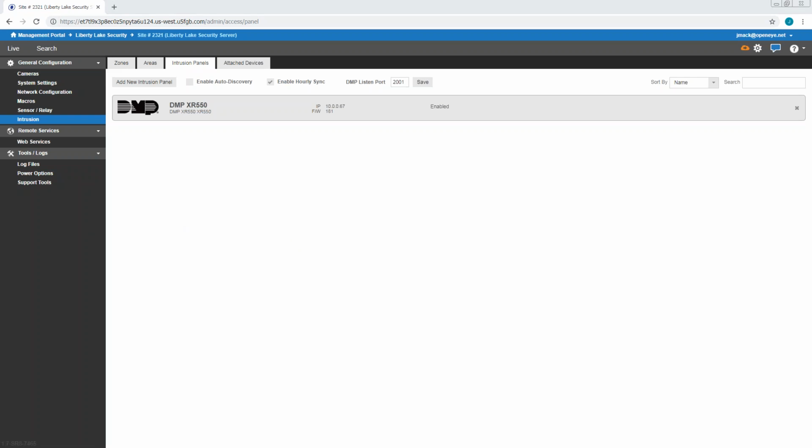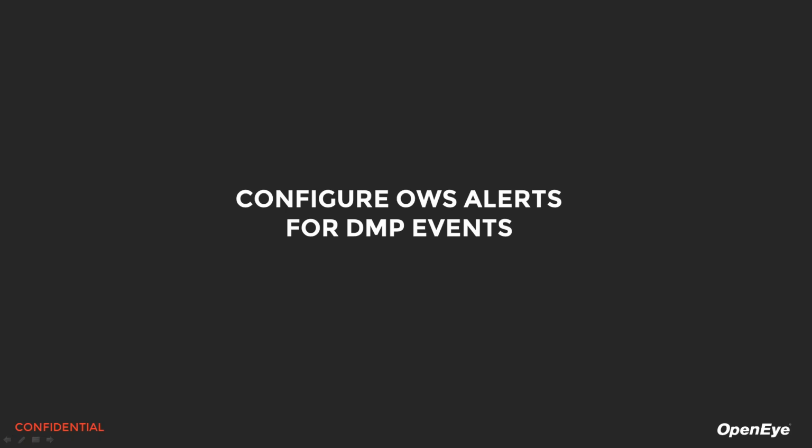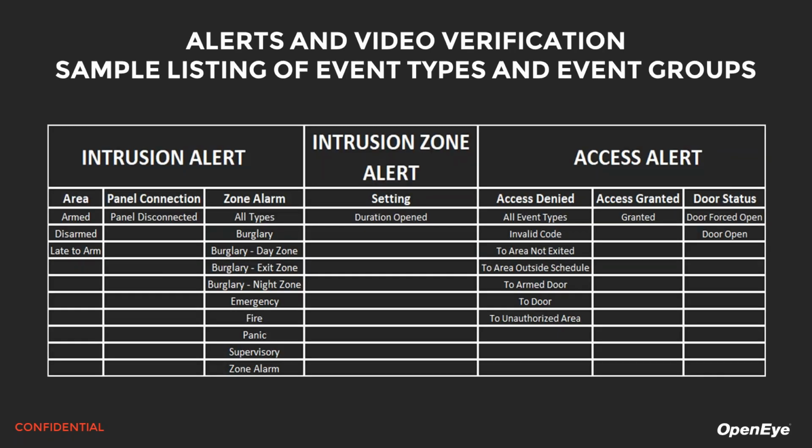So now that we've added the DMP panel to the OpenEye recorder, let's configure OWS alert rules for the DMP events. Let's take a look at some of the DMP event groups and DMP event types that OWS can produce alerts for. As you can see in this chart, there's a great amount of detail that can be reported and alerted on. This much detail allows the end user to set up a wide variety of alerts that matter most to them. And because this integration is IP-based, adding, changing, or deleting an alert can all be done through OWS.